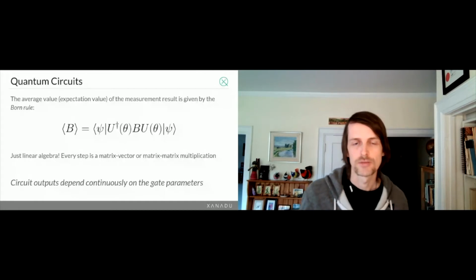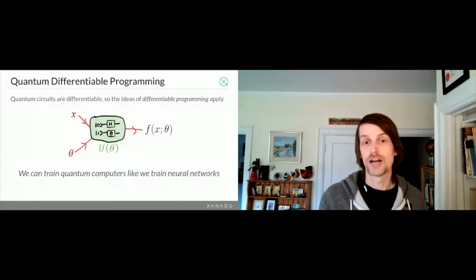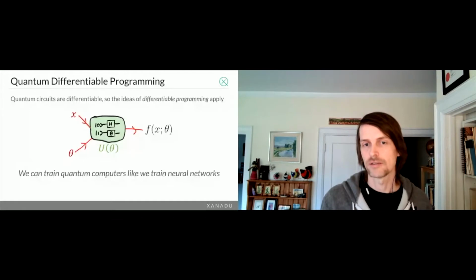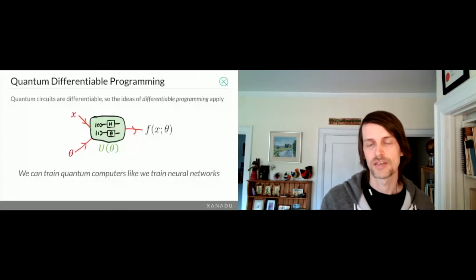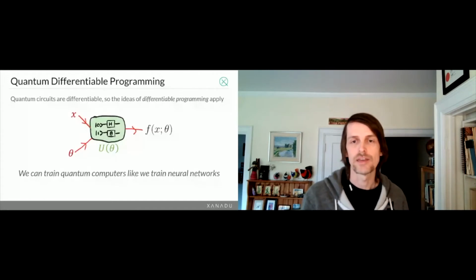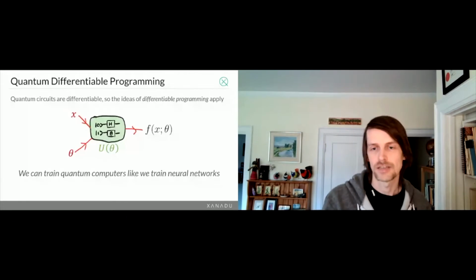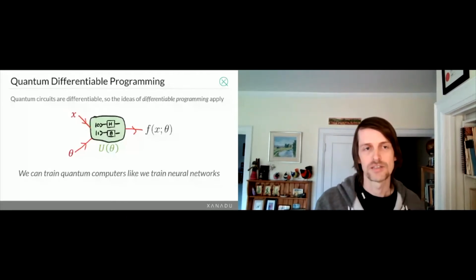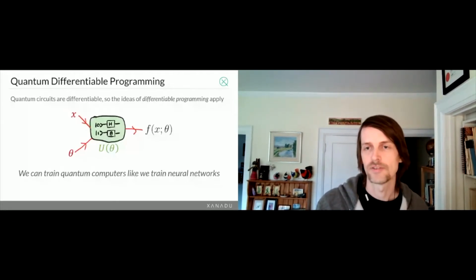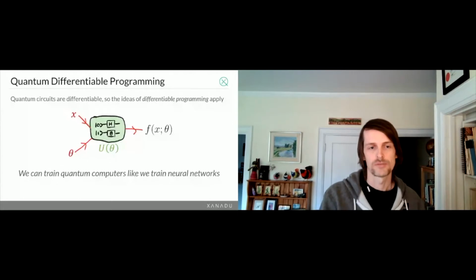You can picture a quantum circuit as some kind of black box with very complex internal mechanisms, but essentially it's something where you feed in data to your gates, the free parameters of your gates, and you get out some final value of some function that happens to be classically intractable. And because these are differentiable, the ideas of differentiable programming apply, which means that we can train quantum computers the same way we train neural networks. We can use the same tools.